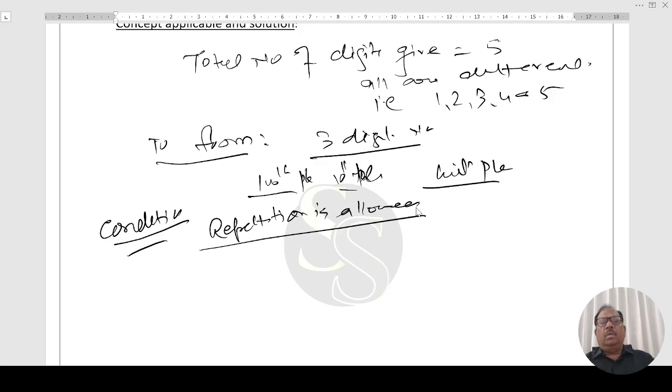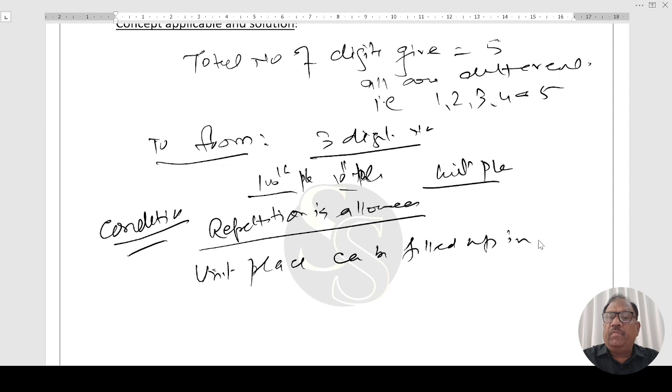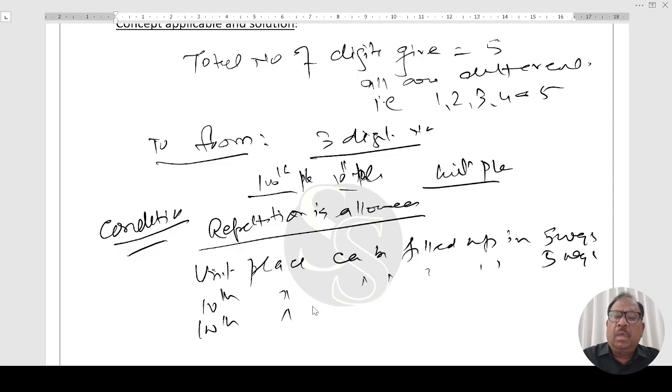Now, the unit place can be filled in 5 ways. The tenth place can be filled in, as repetition is allowed, meaning the number once used there can be utilized again, 5 ways. And the hundredth place can be filled in 5 ways.